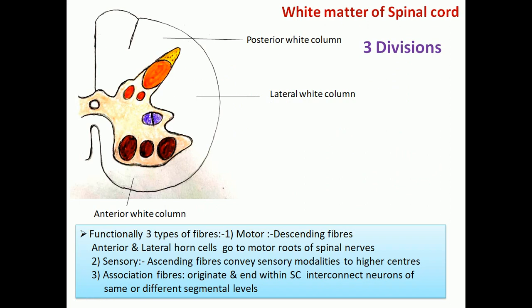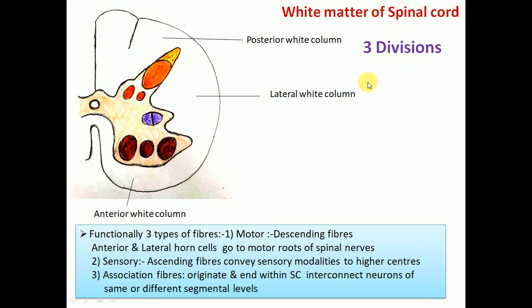Next to this, the white matter of the spinal cord. Now this white matter is present outside the central gray matter. It is present here. This white matter is white in appearance due to the myelination of most of the fibers of this region, because this region contains the axons of the neuronal cells, or nerve fibers. That's why it is white in color.